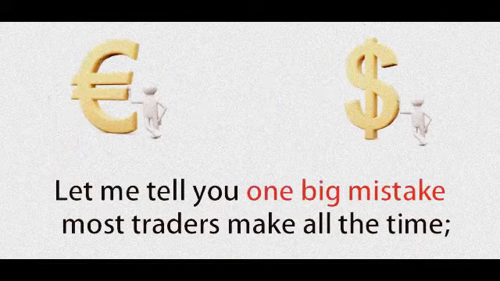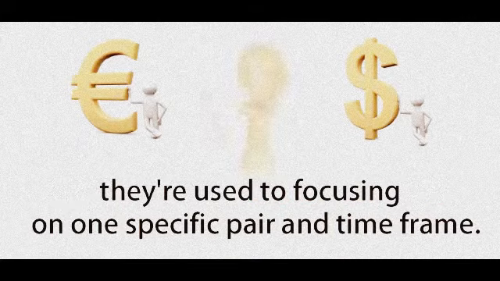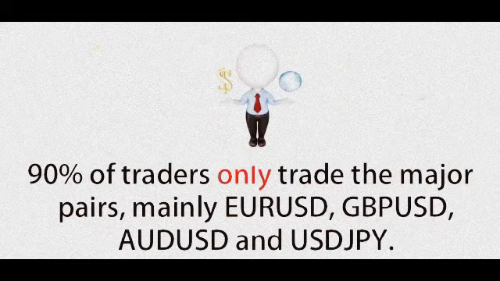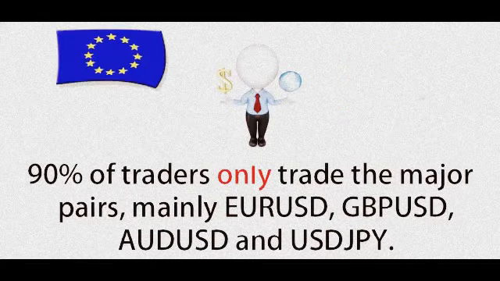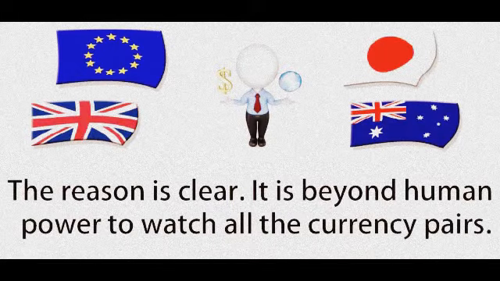Let me tell you one big mistake most traders make all the time. They're used to focusing on one specific pair and time frame. 90% of traders only trade the major pairs, mainly the euro, the cable, the Aussie and the yen. The reason is clear: it's beyond human power to watch all the currency pairs.